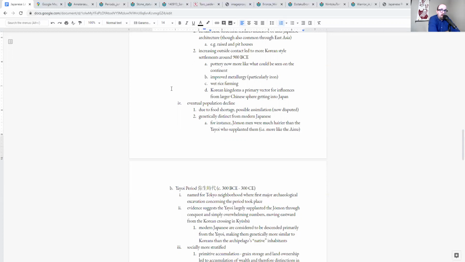So the Jomon as a distinct ethnic group, their population declined. There's a lot of explanations that are given for this, possibly due to food shortages, possibly assimilation. This is actually an open question. But what's worth noting, and I touched on this in my previous video, is that the Jomon, these quote unquote original ethnic inhabitants of the archipelago, are genetically distinct from modern Japanese.